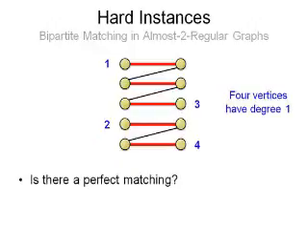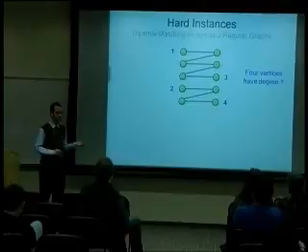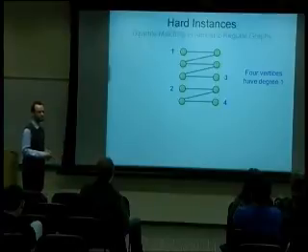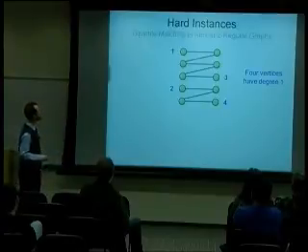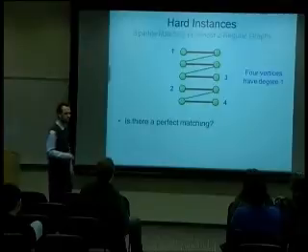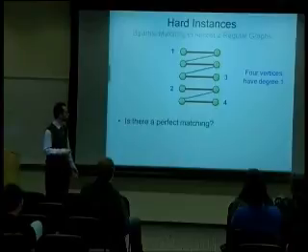They're actually very, very simple. We're going to look at bipartite matching in graphs that are almost too regular. They have exactly 4 vertices of degree 1. In this graph, for example, we could ask, does it have a perfect matching? And of course, it does, because it has 2 paths of odd length, and odd length paths always have a perfect matching. So here the answer is yes.